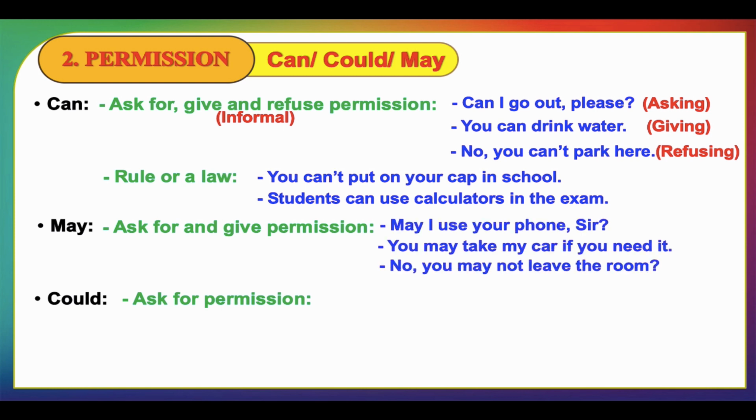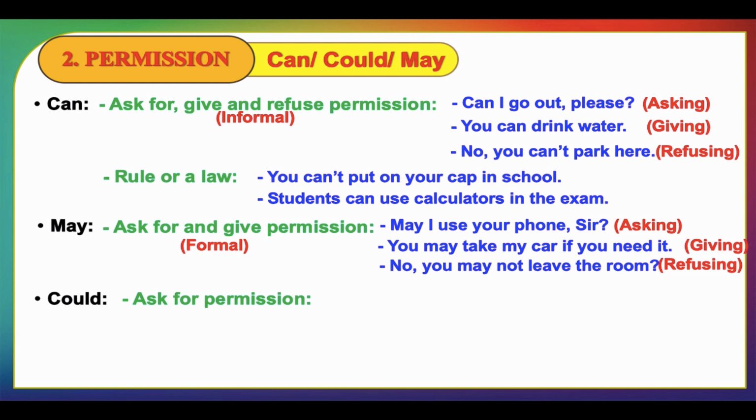May I use your phone, sir? You may take my car if you need it. No, you may not leave the room. So here you can understand this is a formal way. So we use may in a formal way, like the following sentences. May I use your phone, sir? This is asking for permission. You may take my car if you need it. This is giving permission. No, you may not leave the room.